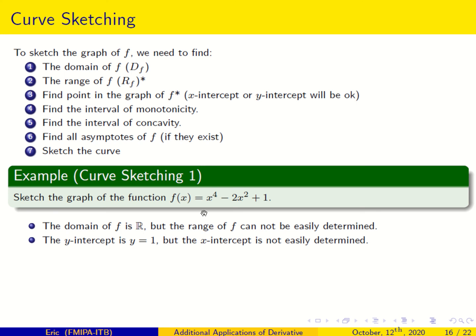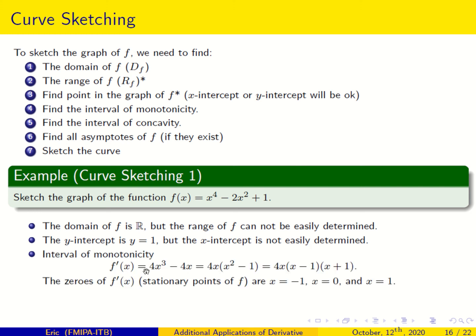How do I find this? You set x equals 0 and you have y equals 1. But the x-intercept is not easily determined. The next is the interval of monotonicity. F prime is given by this. You can factor out 4x, and you can factorize this, and you have this. So the zeros are given by minus 1, 0, and 1.